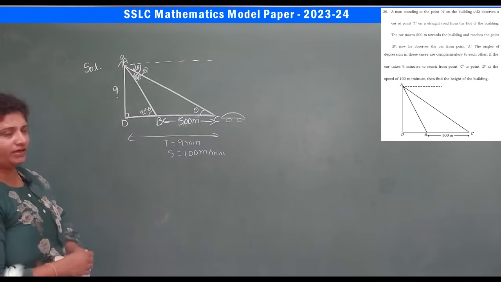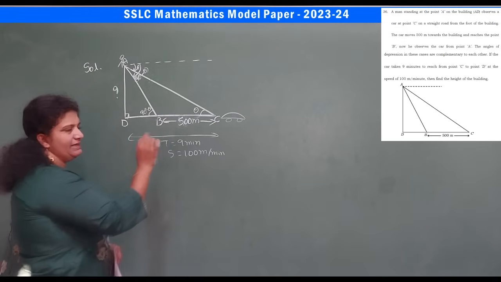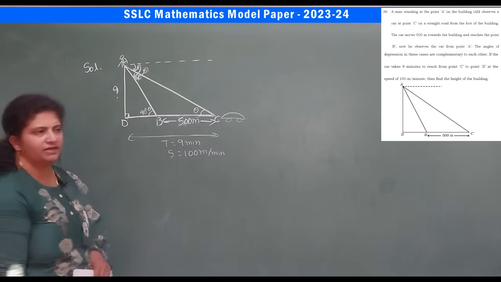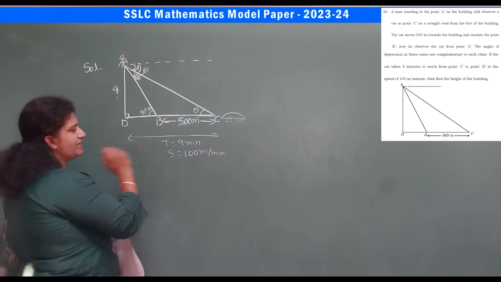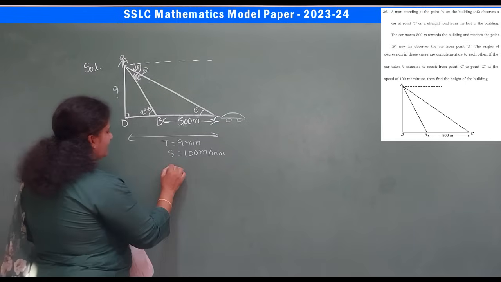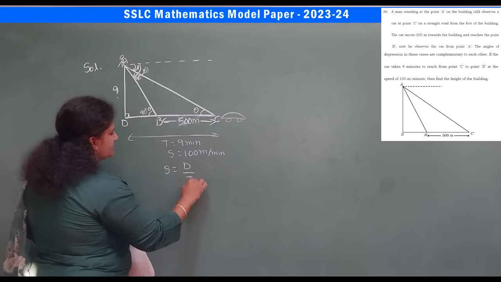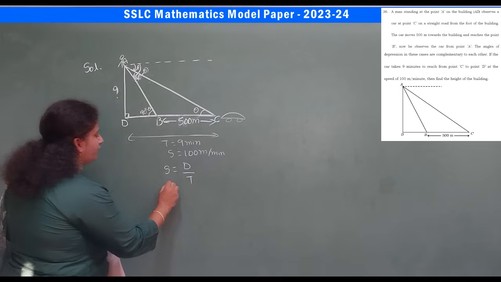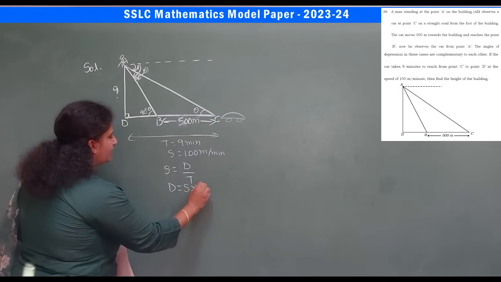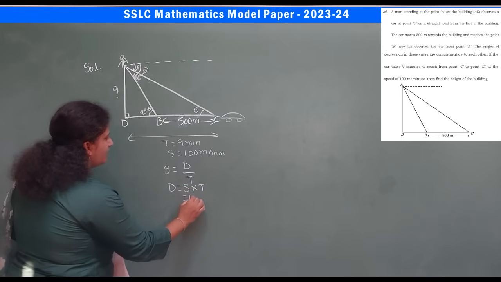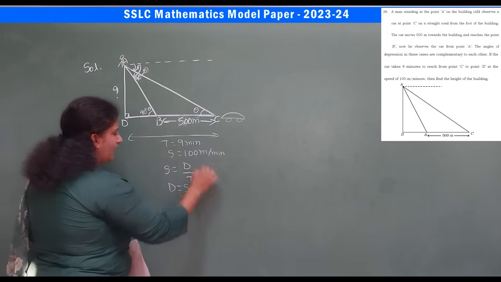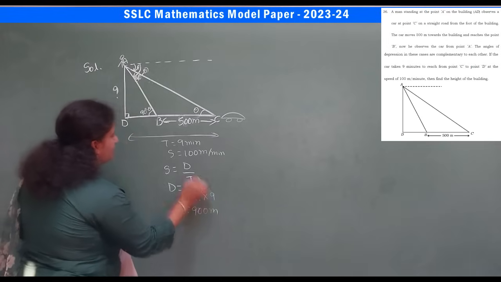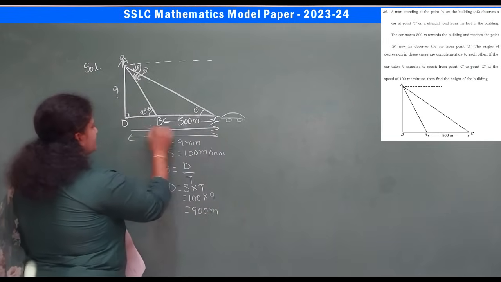To apply a trigonometric ratio, we need DB and DC. So, time is 9 minutes, speed is 100 meters per minute. So, by seeing this, I remember something. That is, speed is equal to distance by time. Do you know from here to here, the distance? Don't know. So, in order to find distance, you multiply speed into time. Speed is 100 meters per minute and time is 9 minutes. That is, 9 into 100 will be 900 meters is the distance.